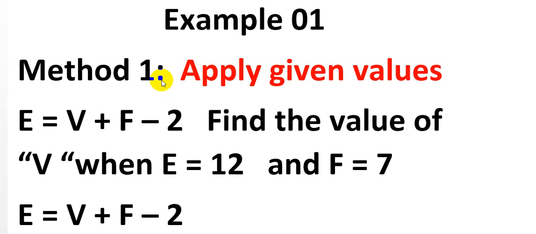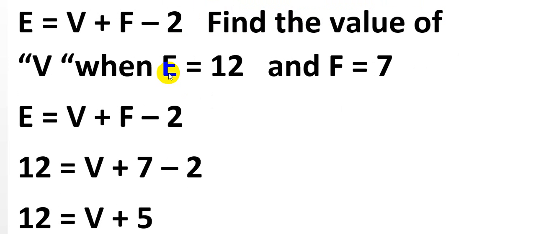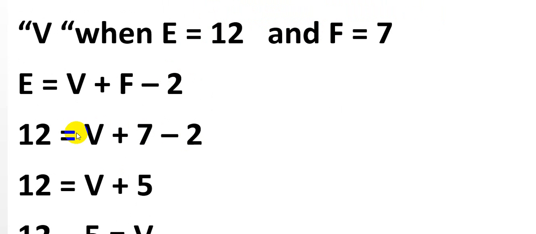So let's look at this question. E equals V plus F minus 2. So the value of E is 12. So I replace E with 12, equals V, which I am supposed to find, plus F, the value of F is given, which is F equals 7. So I replace F with 7, and minus 2, which is in the equation.